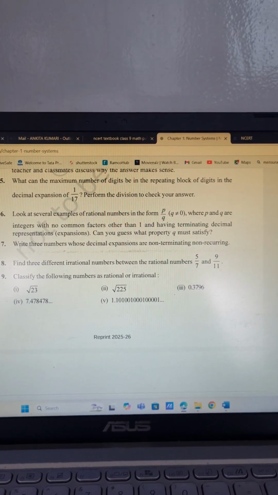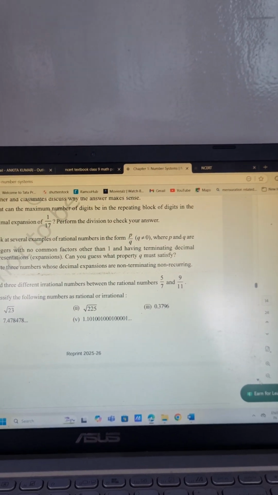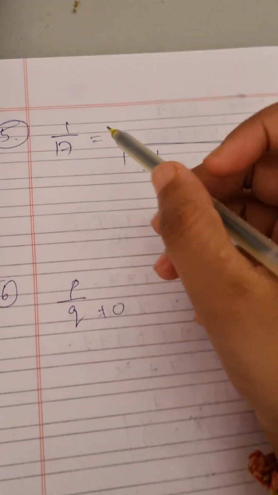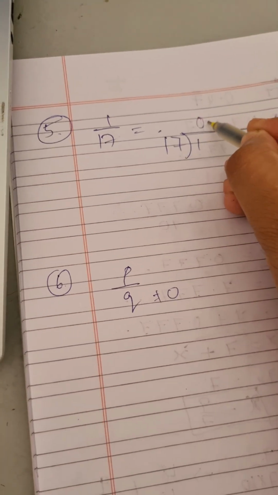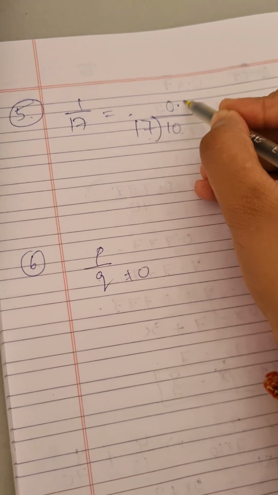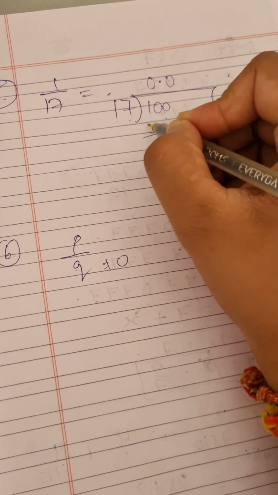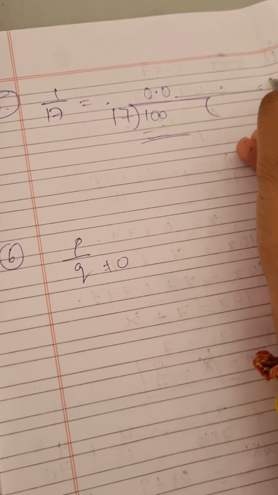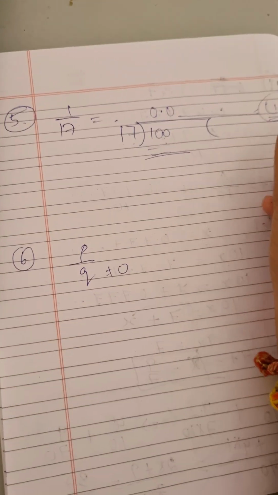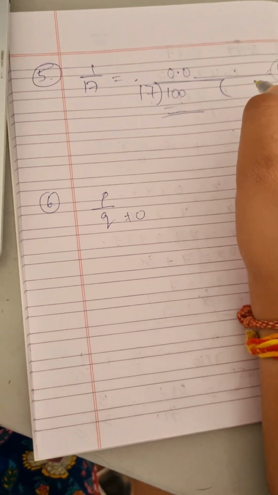Can we have the maximum number of digits in the repeating blocks of digits in the decimal expansion of 1 by 17? Perform the division to check your answer. Now see here, 1 by 17, which means I have to divide it. So I'll put a decimal to get one digit. Now 10 is still less than 17, I'll put one more digit. Then I'll get 100. Now in the 17 table you can find out and subtract. Like that you will get digits till 16. I have done it before, so that is why I can tell you. Digits till 16. So like that you have to divide and check. So this you have to do by yourself.